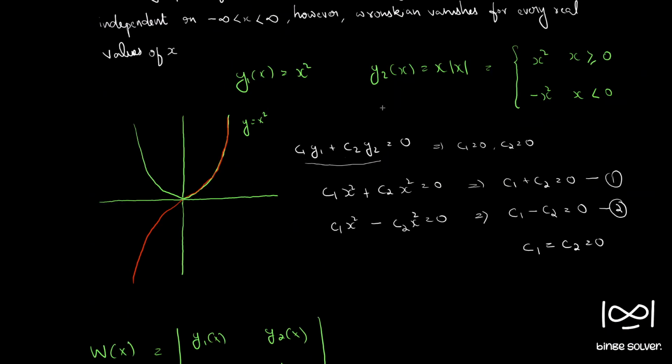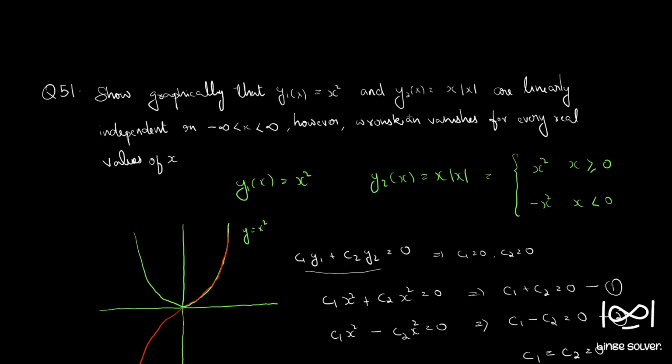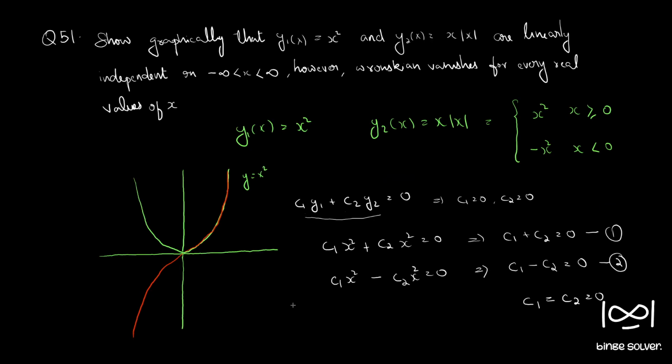Going by the definition of linear independence, it satisfies the condition that c1 y1 plus c2 y2 is equal to 0 only when c1 and c2 are equal to 0. So this is linearly independent, but the Wronskian vanishes for every real value of x. So this is the solution to question number 51.